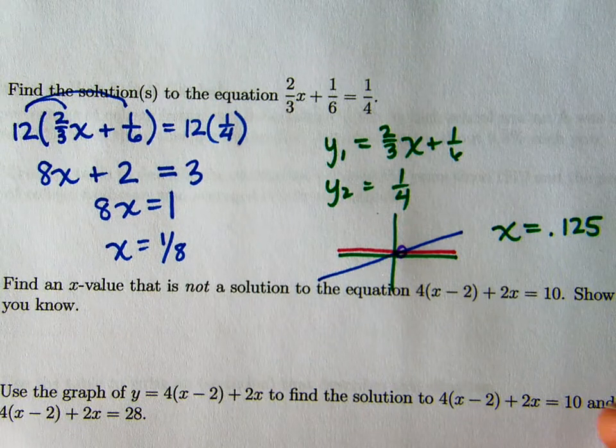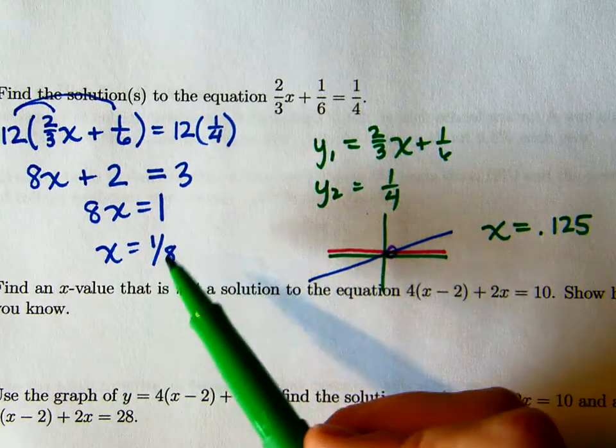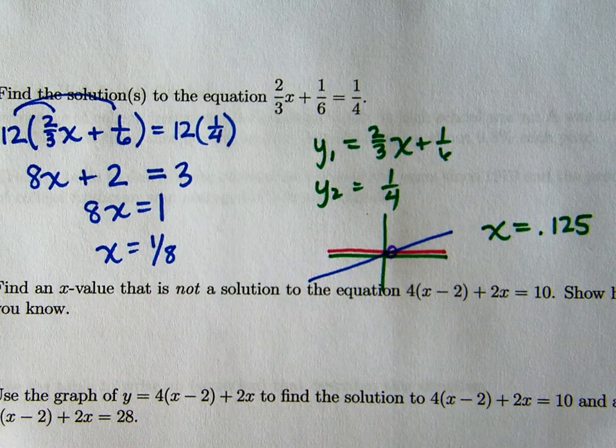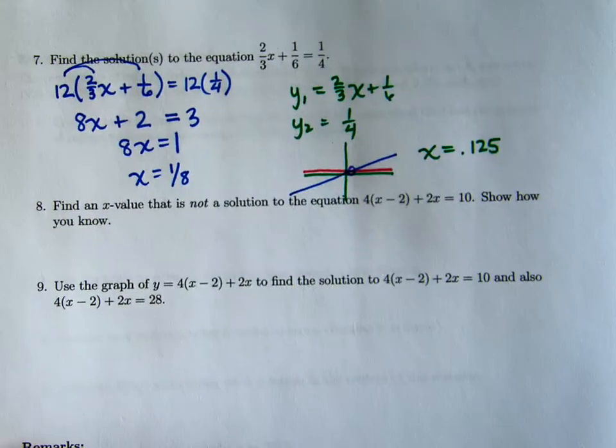And now you could be thinking, whoa, we got it wrong. But that's not the case. 1/8 and 0.125, those are equivalent. That's the same value, just written differently.